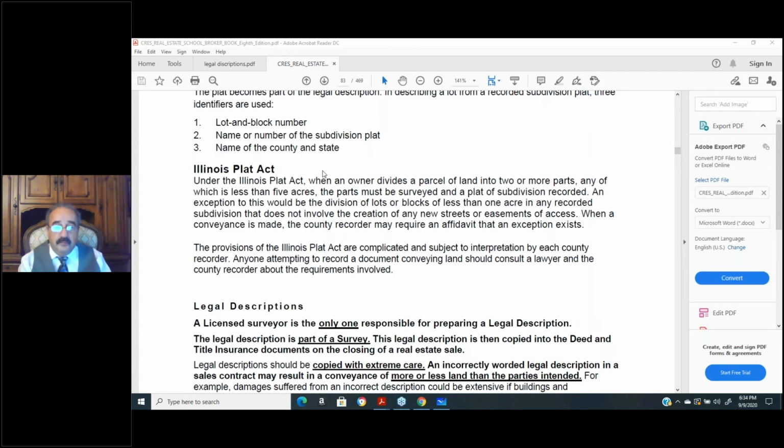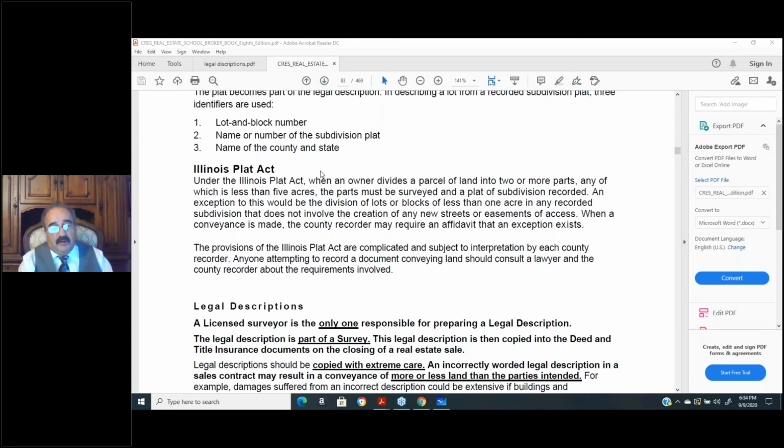Okay. What's the point of the Plat Act? The point of the Plat Act is density. They don't want someone taking less than 5 acres, like 1 acre or 2 acres, 3 acres, 4 acres, and building so many buildings there that it's so dense you can't find parking or anything else like that. That's the point of the act.